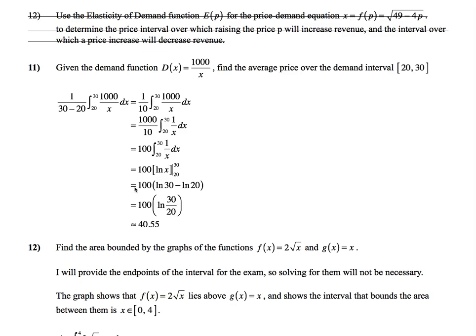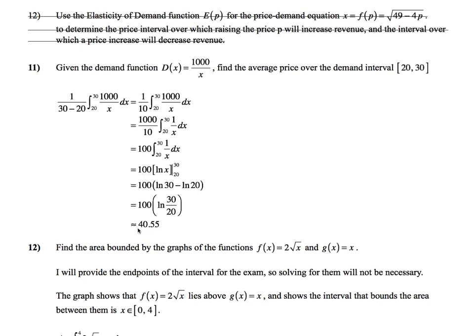Now, if you just simply put this expression, 100 times the natural log of 30 minus the natural log of 20, you would still come up with the same numerical value. But I have used that property to condense the logarithm. Of course, this simplifies as 3 over 2. And so putting this in my calculator and rounding, 100 times the natural log of 30 over 20, or natural log of 30 minus natural log of 20, is approximately 40.55.